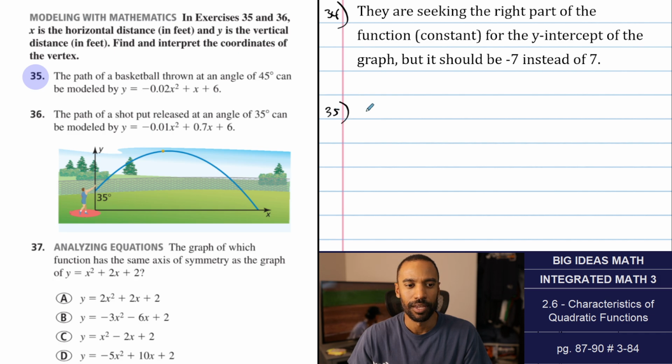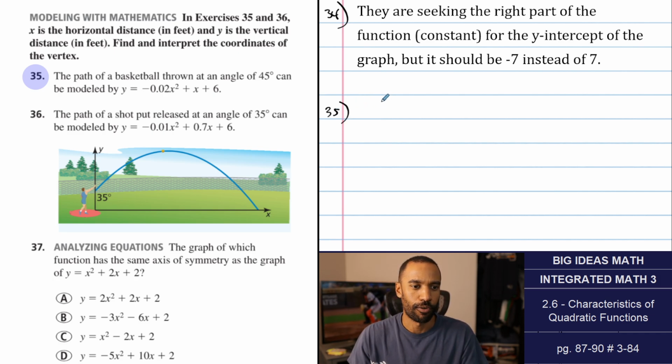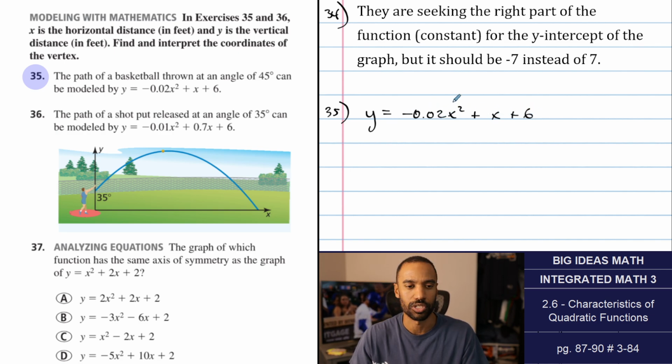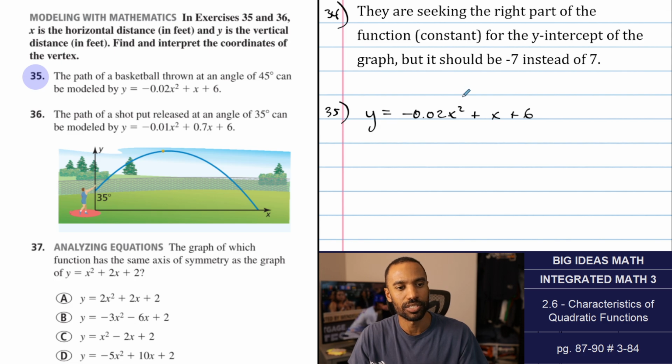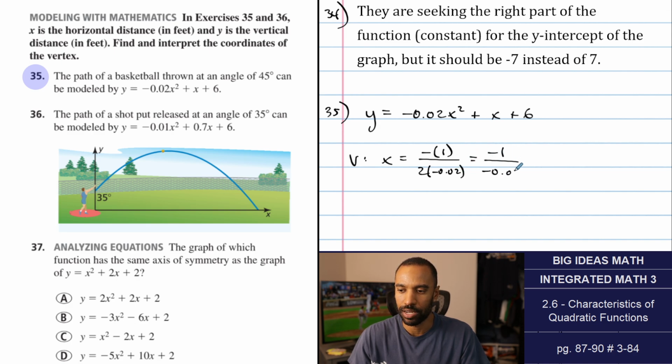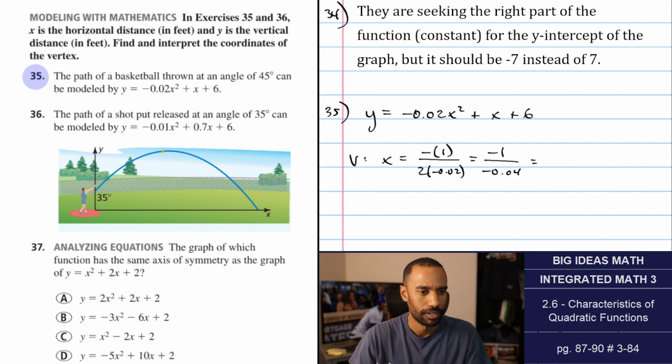All right, number 35. The path of a basketball thrown at an angle of 45 degrees can be modeled by, and by the way, the 45 degrees doesn't matter. They're just giving you some scientific fact, I believe, given that this is horizontal distance on X, vertical distance on Y. They want the coordinates of the vertex. The vertex X value will be at negative b, that's 1, over 2a, which is negative 1 over negative 0.04. I think it's 25, but I don't want to make a mistake on that, so let me get my calculator.